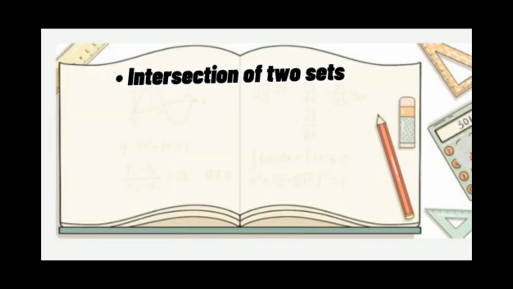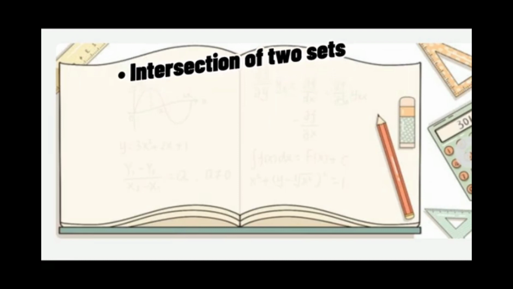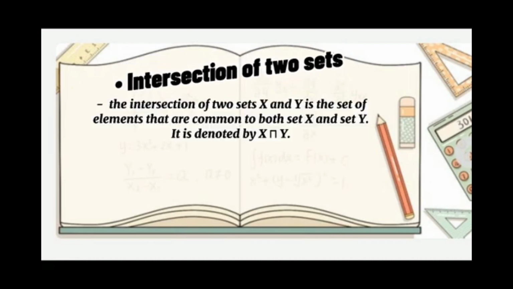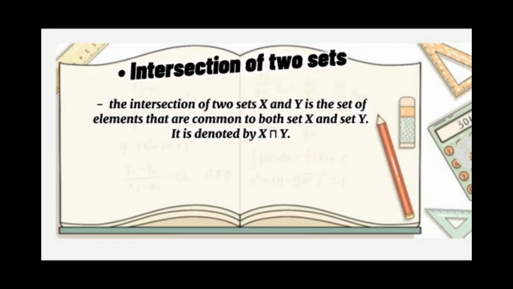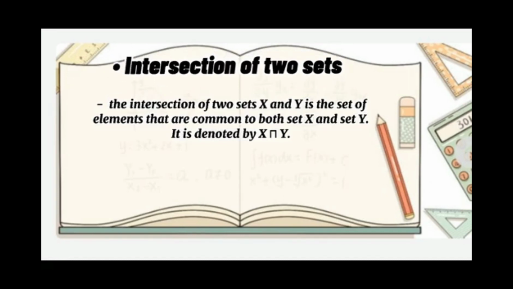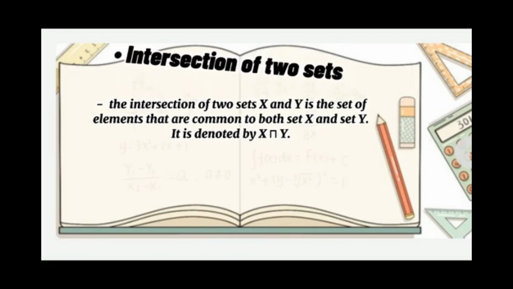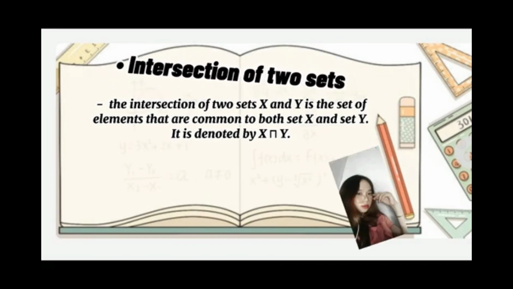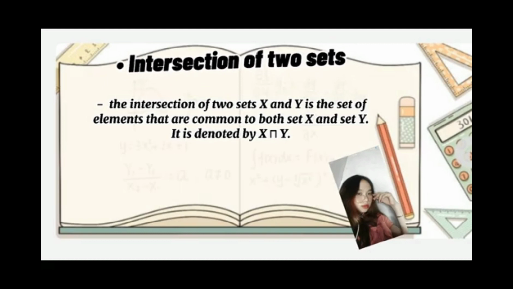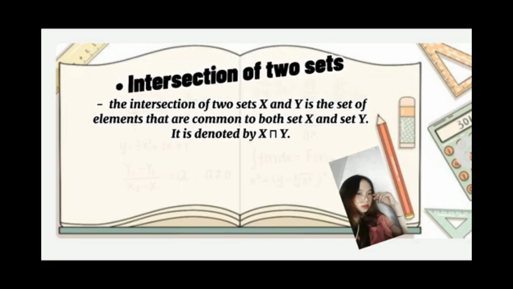Okay, next is the intersection of two sets. The intersection of two sets, X and Y, is the set of elements that are common to both set X and set Y. It is denoted by X intersection Y. So the common elements of the sets will be the intersection of two sets.